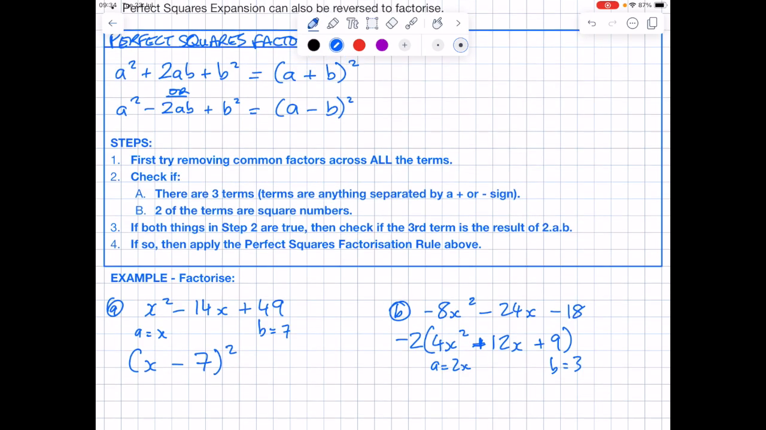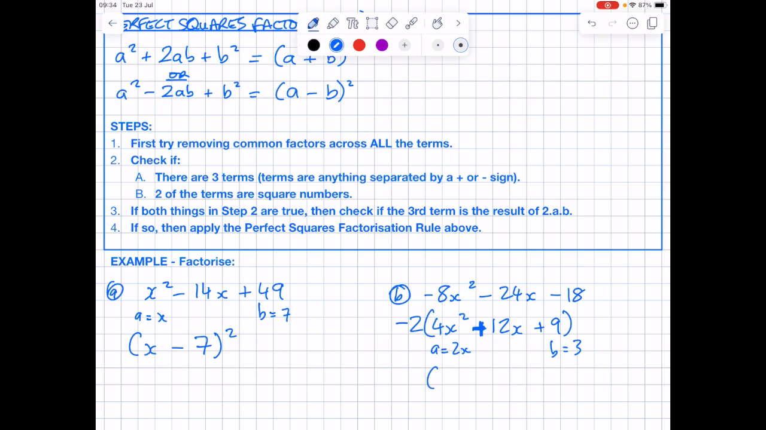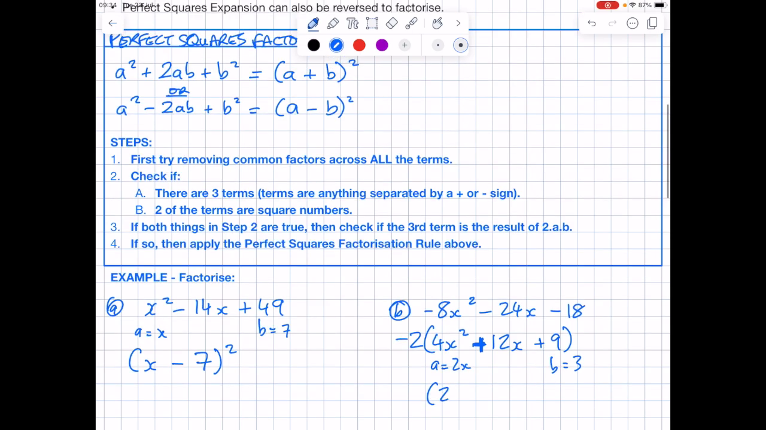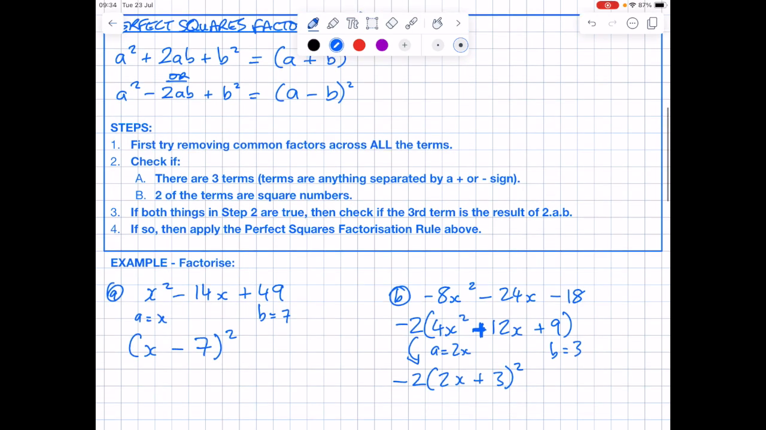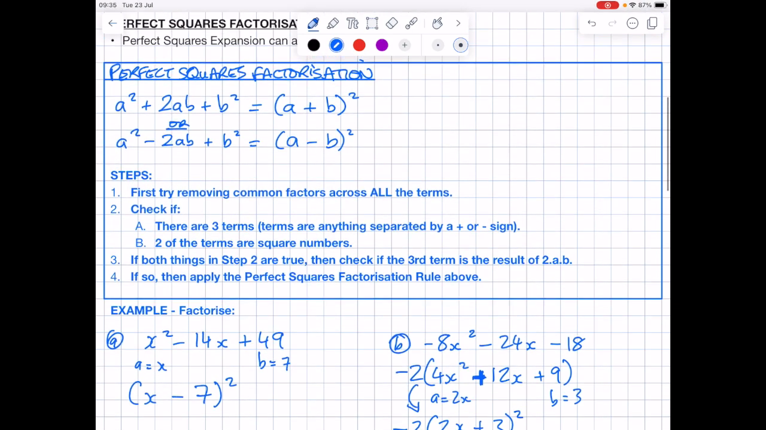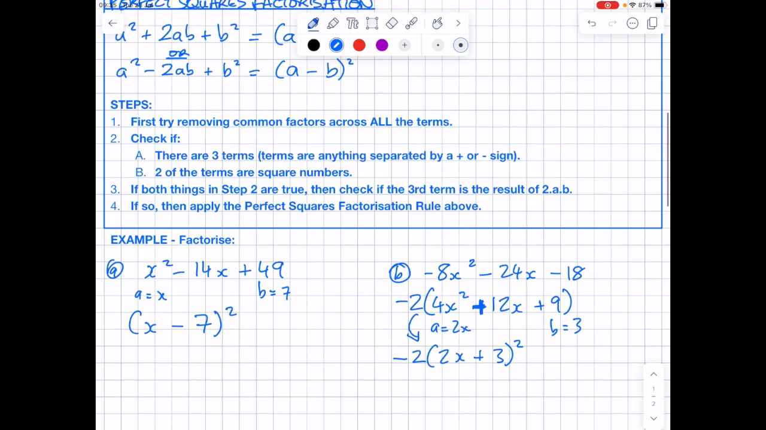This is a plus. So I'm using the top one. So it's going to be a, my a is 2x, plus my b is 3, all squared. But please don't forget that you have this common factor that you removed at the front. That stays there. So that's your perfect squares factorization examples.